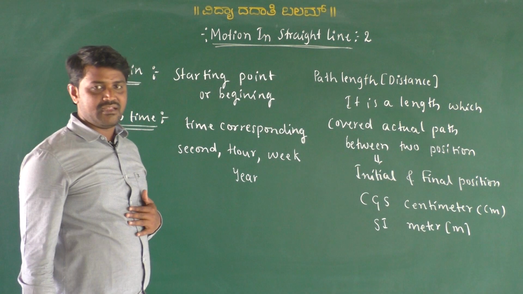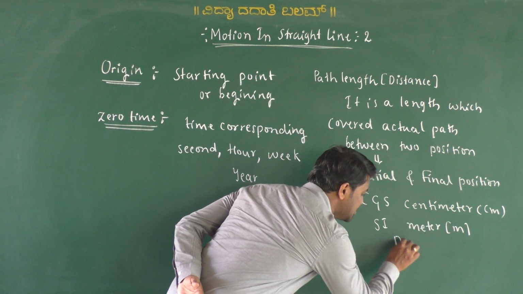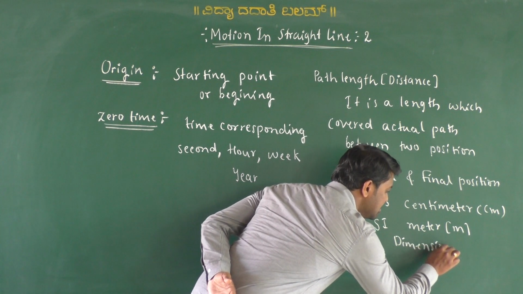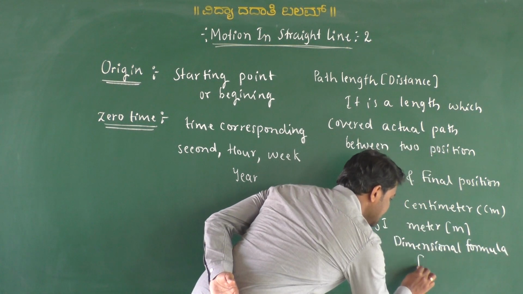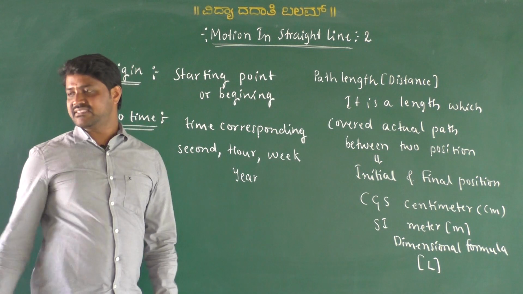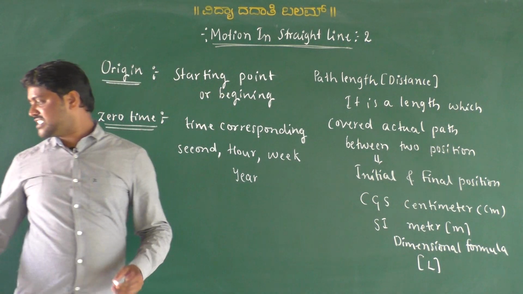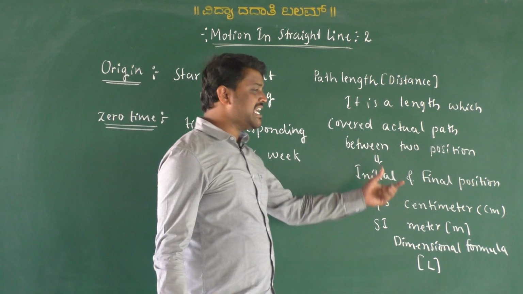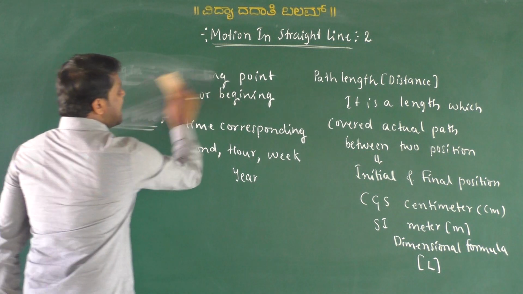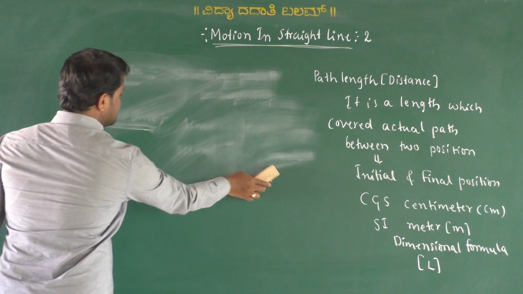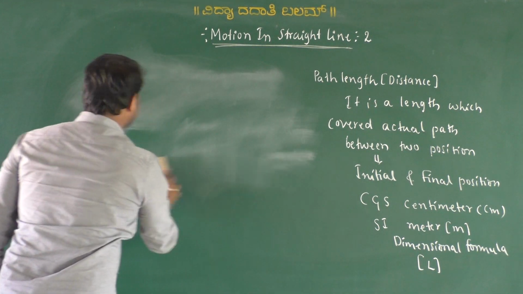And the dimensional formula: because it is a fundamental quantity, the dimensional formula is L only, because length is measured in meters and its representation is L. So the actual path which can be traveled between the initial and final position is called path length, or you can say distance also. Let us come to a conclusion with an example.